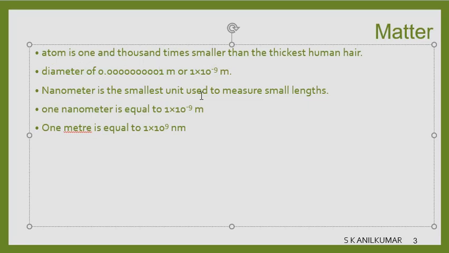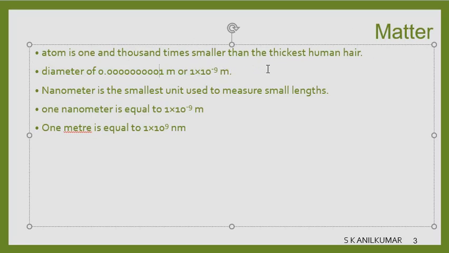10 is represented as 10 power 1. Number of zeros after 1, that is 10, 100, 1000, we represent as 10 power 1, 10 power 2, 10 power 3. When it is after the decimal, as many zeros as you write, that is the negative power. So 9 zeros after the decimal, 10 power minus 9. So 10 power minus 9 meter is the diameter of an atom. Radius is half of that.